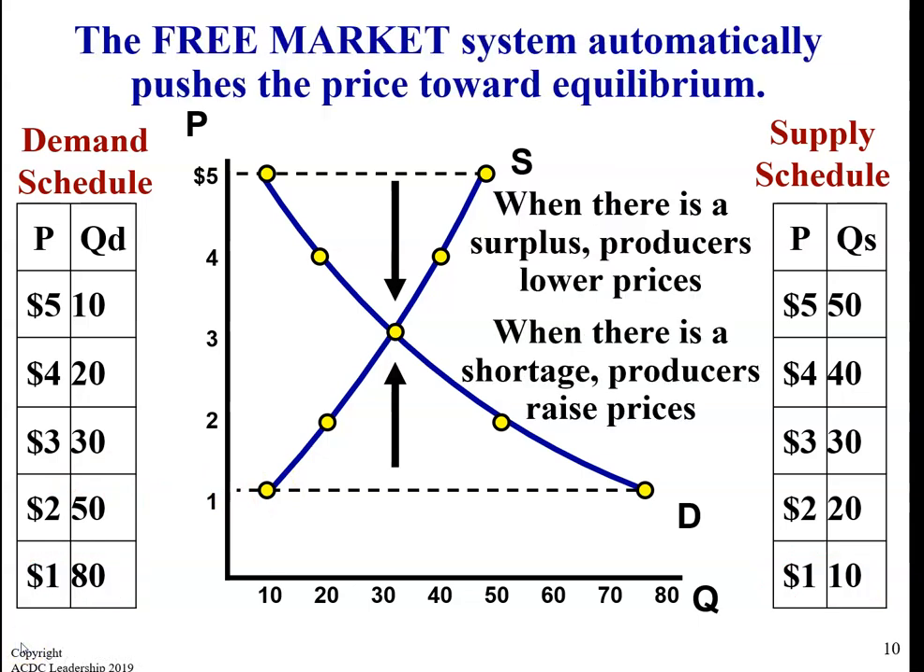The free market system automatically pushes the price toward equilibrium. So when there is a surplus, producers are going to lower their prices. When there is a shortage, producers are going to raise their prices.